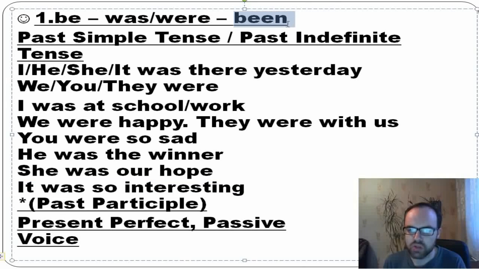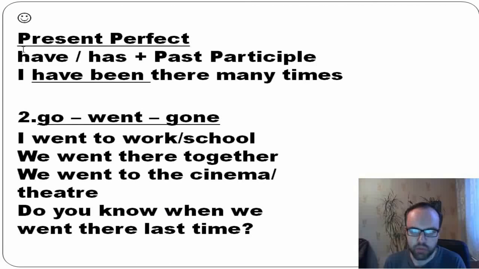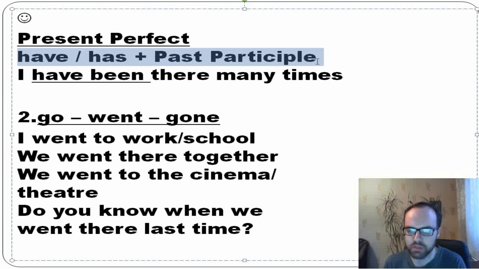Okay, let's look at been. So you know that we call the third form past participle, so we often use it with present perfect and passive voice. Okay, so present perfect, how do we form this tense? If you like this idea, we can make a playlist on tenses. It's okay, you just need to tell me about that.